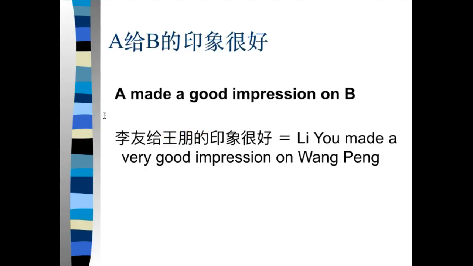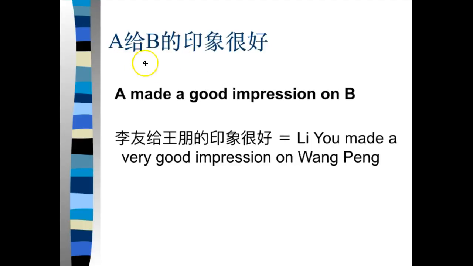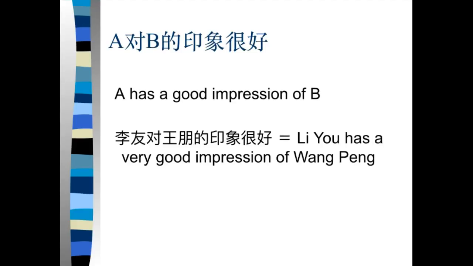All right, this is one way to use 印象. The second way to use 印象 is to use 对. A 对 B 的印象很好. And this means A to B has a good impression of. So A has a good impression of B. All right, so that's the difference between A 对 B 的印象很好 and A 给 B 的印象很好. Let's look at an example sentence. Textbook. Leo 对王鹏的印象很好. Leo has a very good impression of Wang Peng.